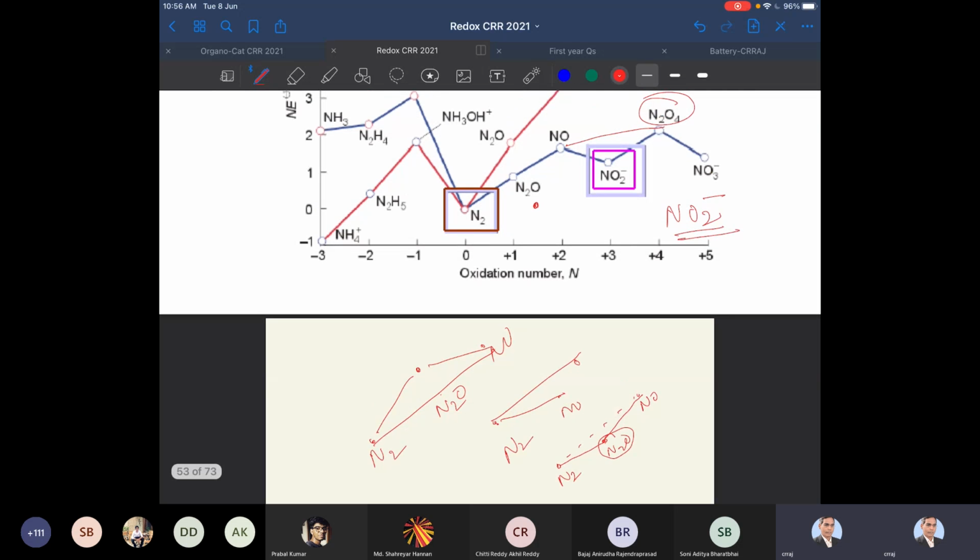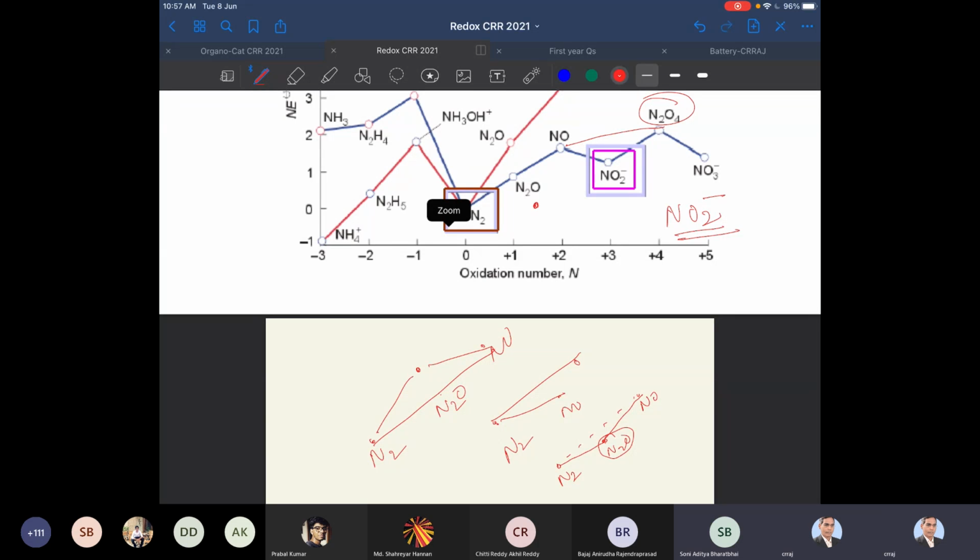But when I compare NO with N2O4 and NO with N2, the more feasible, more facile reaction will be NO with N2O4 rather than NO with N2, simply because of the reduction potential. I hope you are getting it.